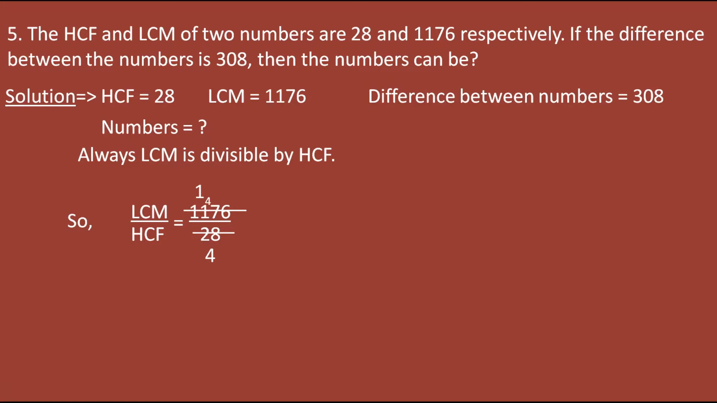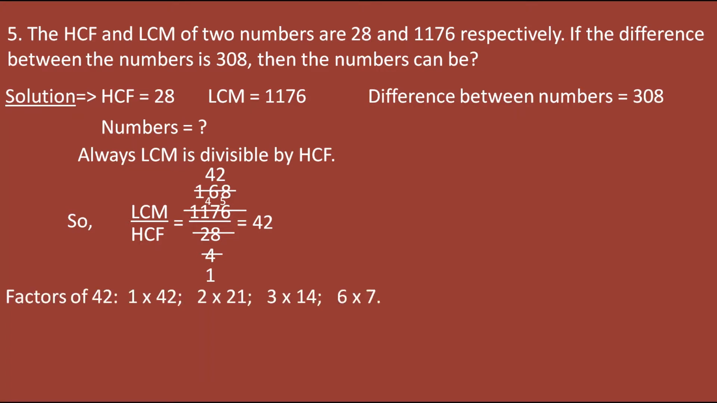Now 7 6s are 42. Now we got 5 as remainder. 7 8s are 56. So now 4 1s are 4. 4 4s are 16. 4 2s are 8. So we got 42 as the answer when we divide LCM by HCF. Now we have to find the factors of 42. Those are 1 into 42, 2 into 21, 3 into 14 and 6 into 7. These are the factors of 42.